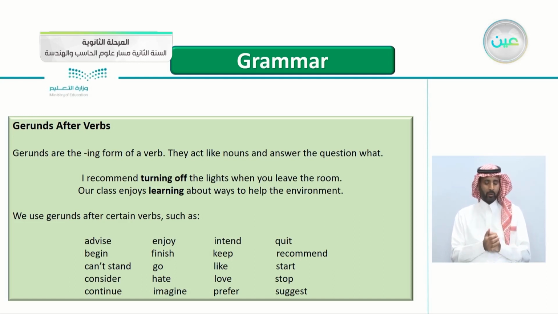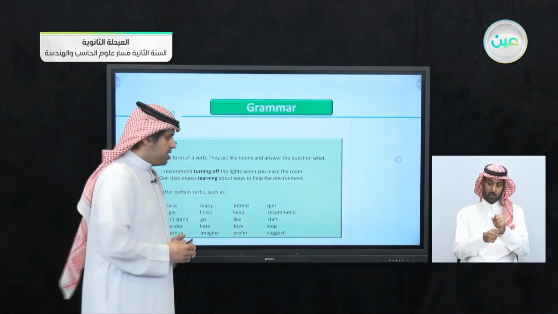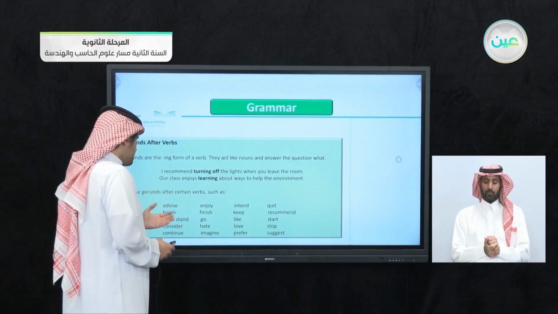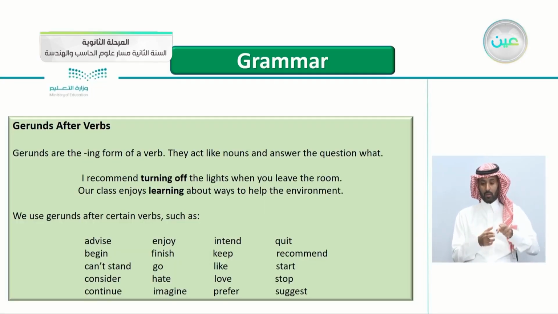For example here, I recommend turning off the lights when you leave the room. Our class enjoys learning about ways to help the environment. So I recommend turning off. This is a gerund here, acting as a noun. Our class enjoys learning. We use gerunds after certain verbs. For example here, advise, begin, can't stand, consider, continue, enjoy, finish, go, hate, imagine, and etc.